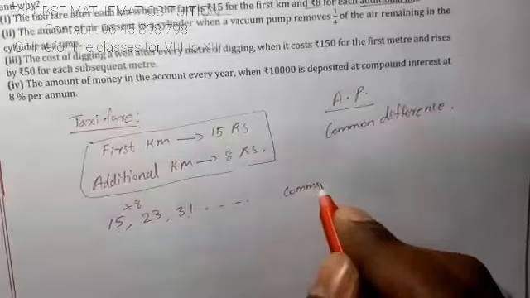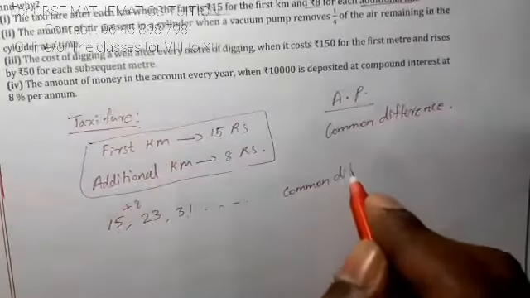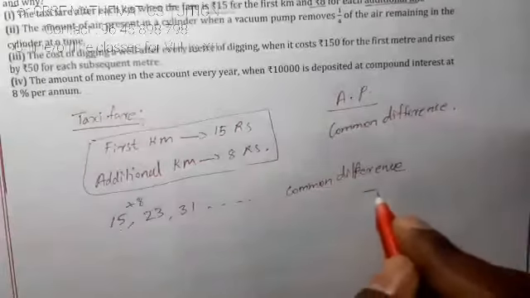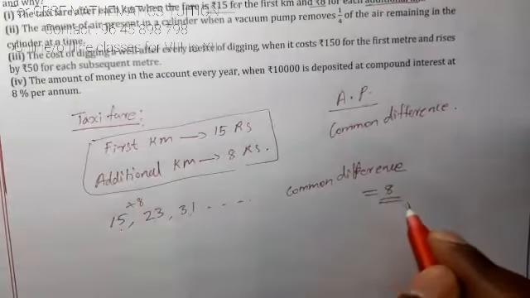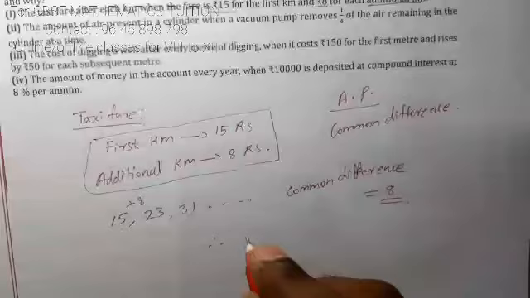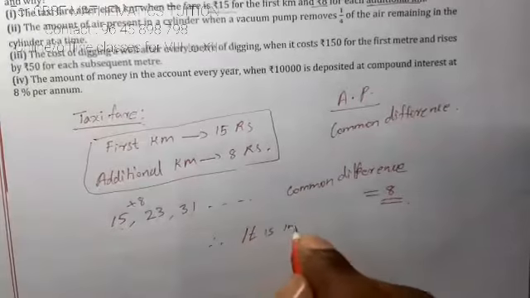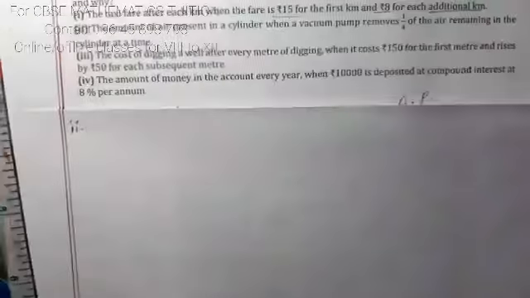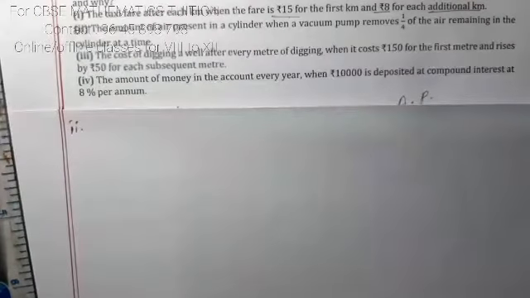Common difference, which is equal to 8. Therefore, it is in AP. Therefore, it is in arithmetic progression. Now we can go for the discussion of the second question.